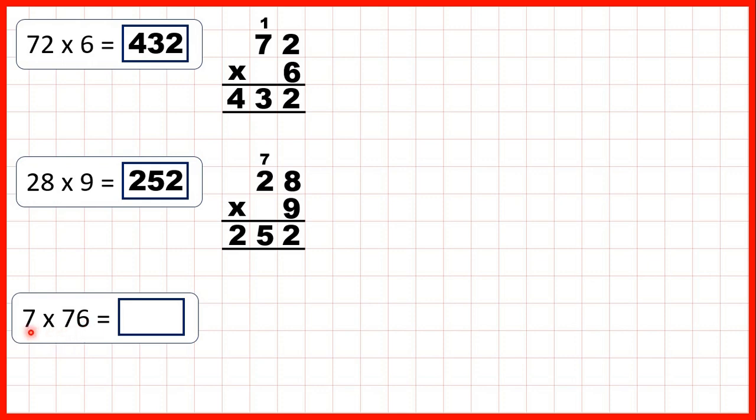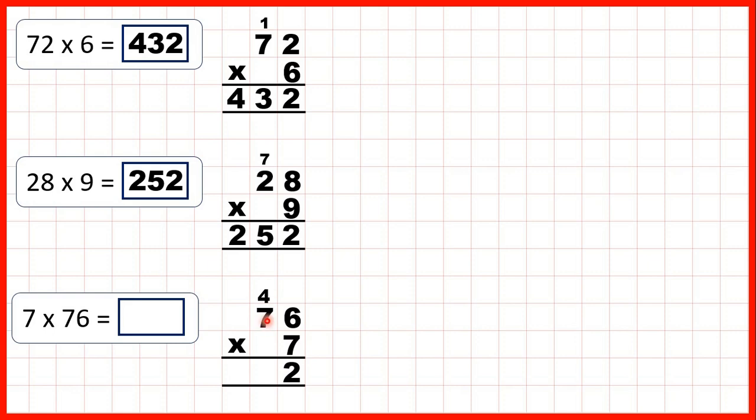Now we have 7 times 76. Although the single digit number is written first, remember with multiplication order doesn't matter, so we can set the question out in exactly the same way as we've done above, with our two-digit number, the number with the most digits, on top. Again, we need to multiply our ones digit first, and 6 times 7 is 42, so that's 4, 2, with the first digit above the next place value column along.